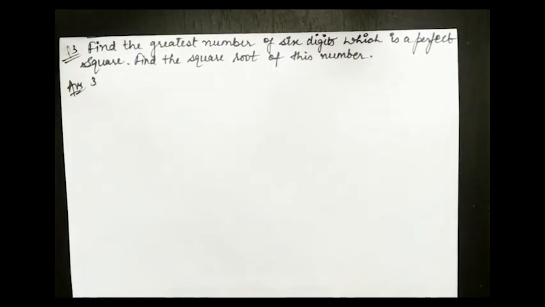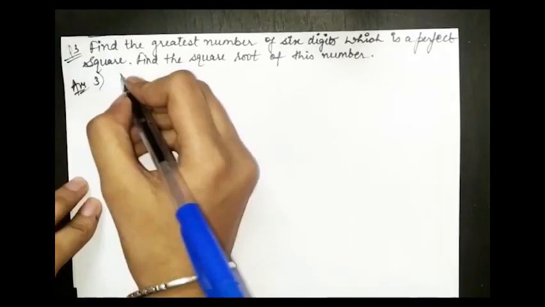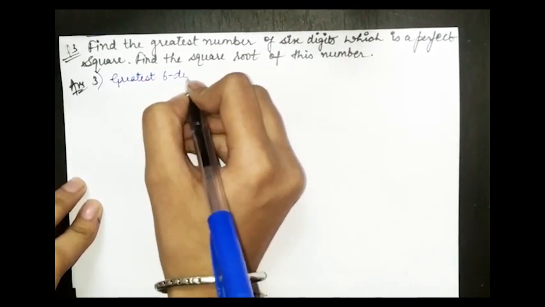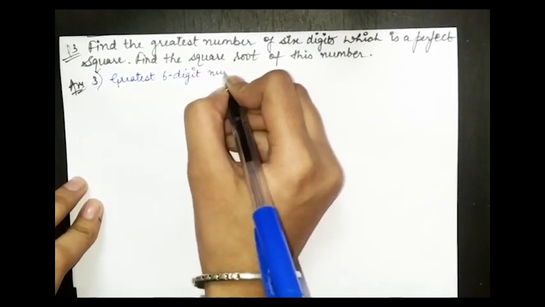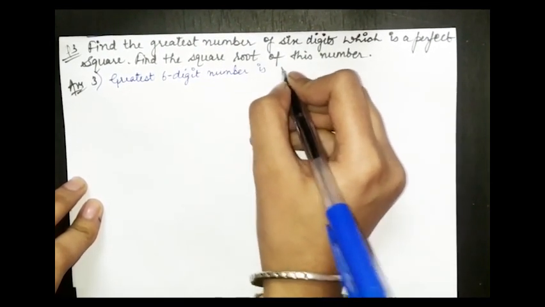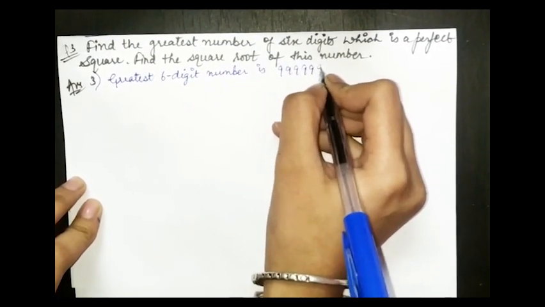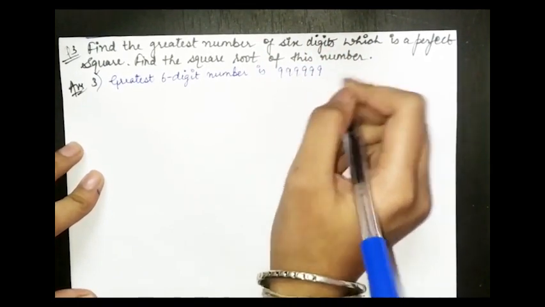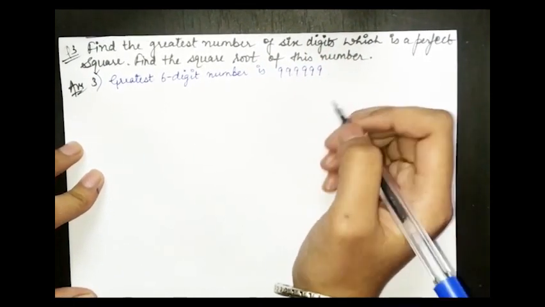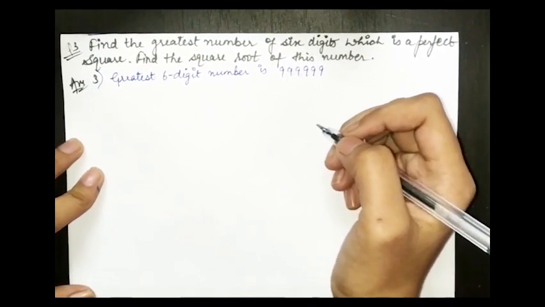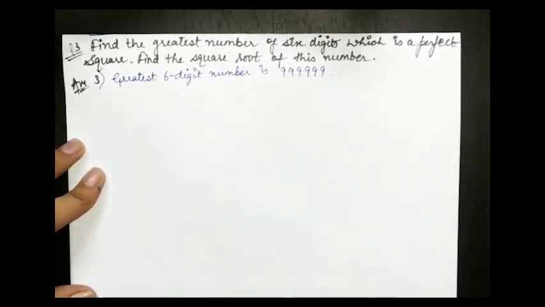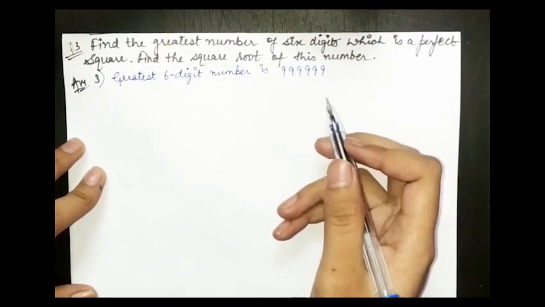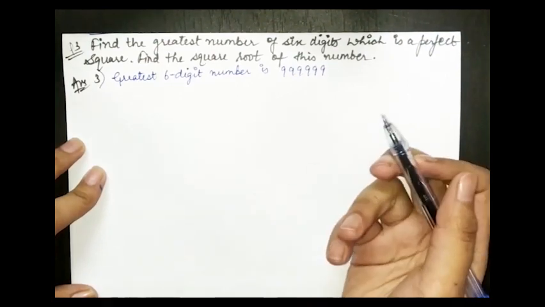Now you all know that the greatest 6 digit number is 999999. This I think you all know. First we have to find the long division of this number. If it is completely divisible, then there is no need to find anything more, and if a remainder remains, then we have to find that also.